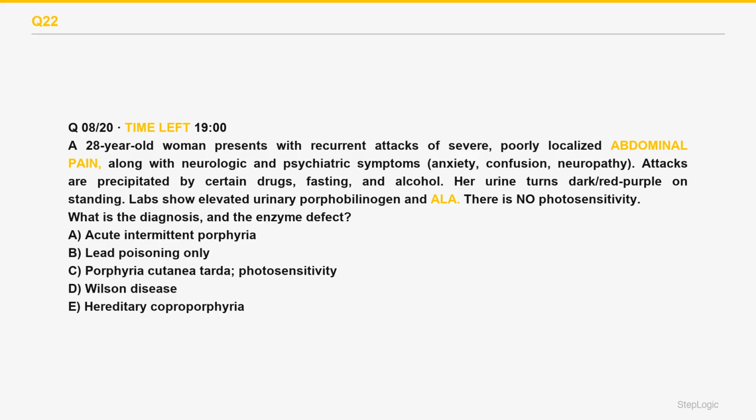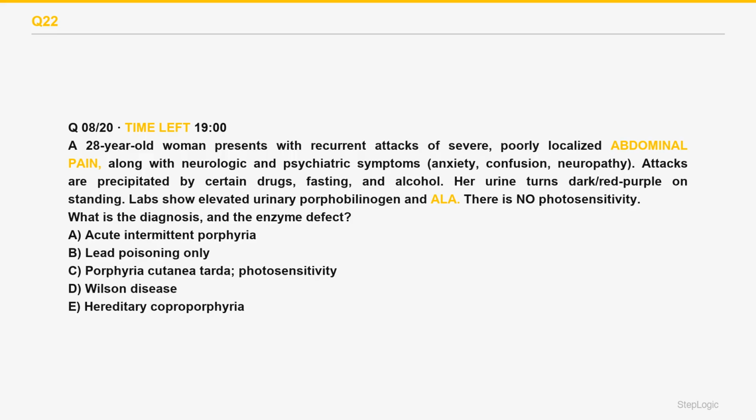What is the diagnosis and the enzyme defect? A 28-year-old woman presents with recurrent attacks of severe, poorly localized abdominal pain, along with neurologic and psychiatric symptoms, anxiety, confusion, neuropathy. Attacks are precipitated by certain drugs, fasting, and alcohol. Her urine turns dark red-purple on standing. Labs show elevated urinary porphobilinogen and ALA. There is no photosensitivity.